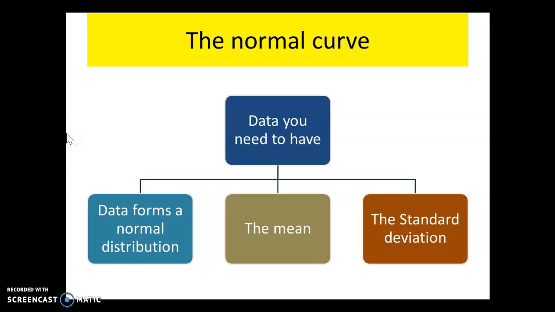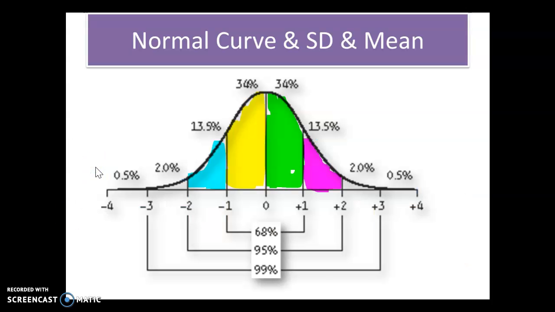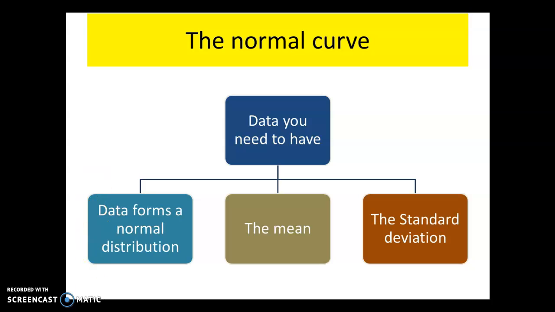Okay, so if you're going to get data on the normal curve, also known as the normal distribution or the bell-shaped curve, they're going to give you information beforehand. So they're going to tell you that data in a certain set forms a normal distribution or bell-shaped curve. They're going to give you that data.